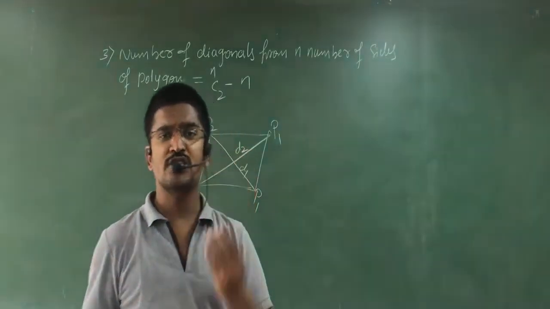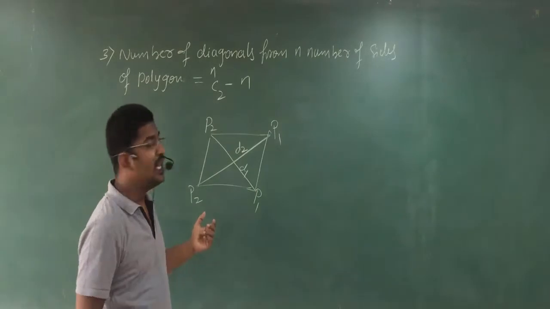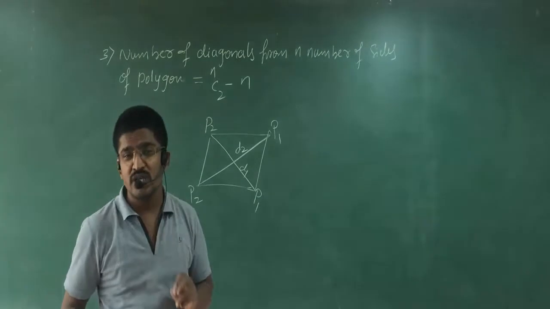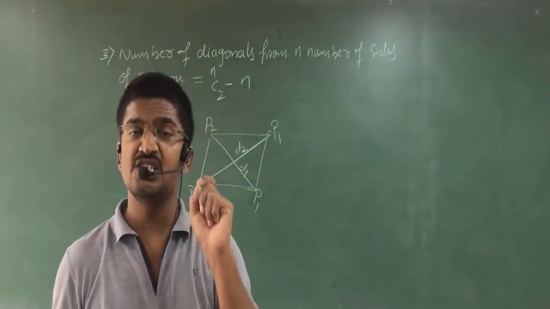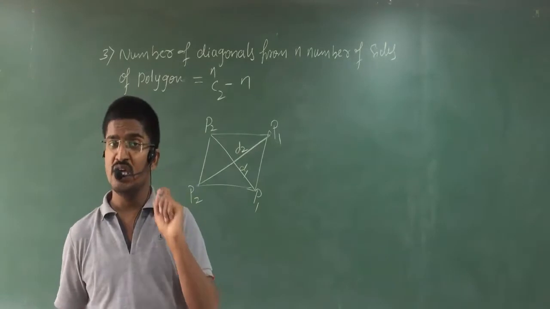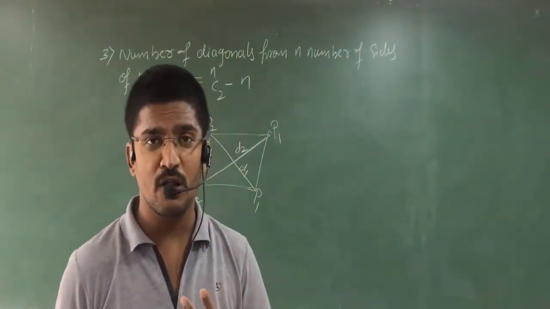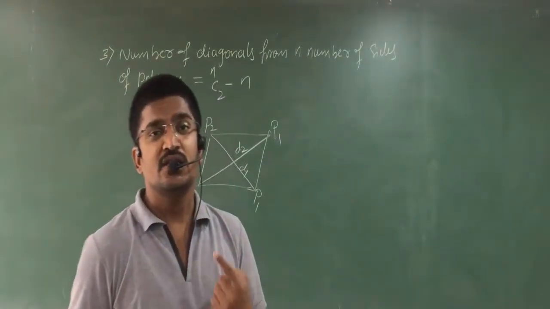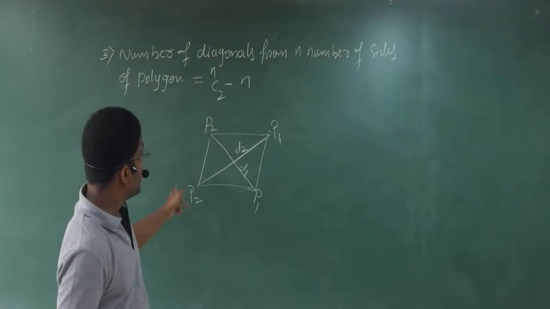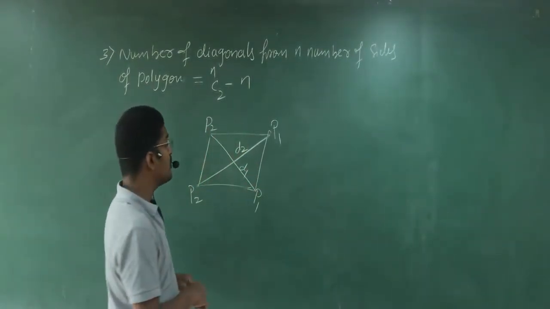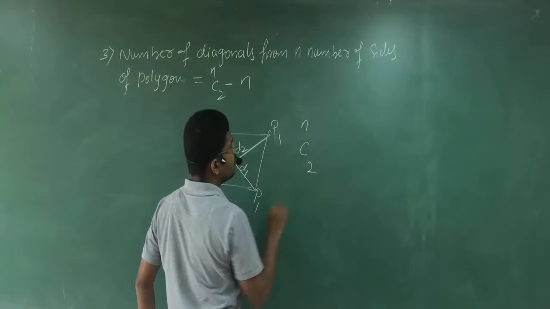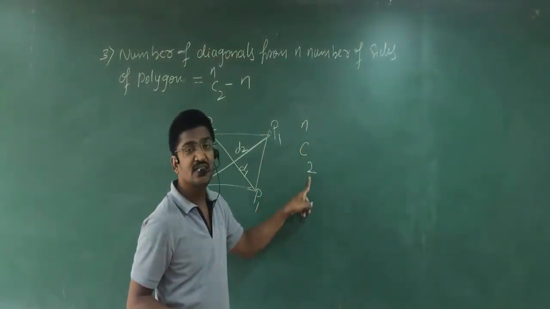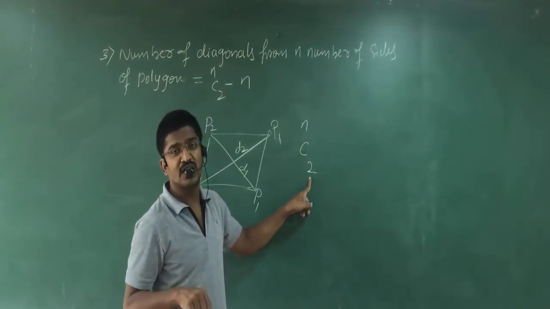So here I have 4 sides for my rectangle and I can draw 2 diagonals for this rectangle. From this you can see that for each diagonal you need 2 corner points. So from n number of sides, I am choosing 2 points. Clear? From n number of sides you can take 2 corner points made by those sides.